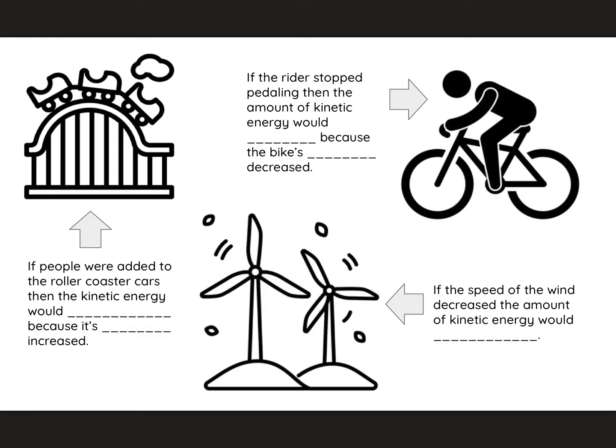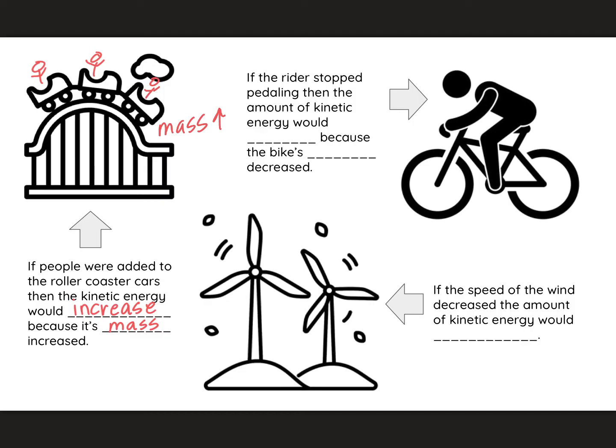Here are a few real-life examples to consider. Let's take a look at the roller coaster. If people were added to the roller coaster cars, then what would happen to the kinetic energy? All right, let's add some people. By adding the people, what factor have we changed? Hopefully, you said mass. So the mass increased. So if people were added to the roller coaster cars, then the kinetic energy would increase because its mass increased.